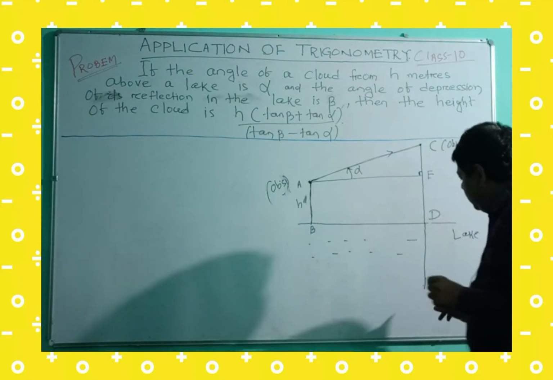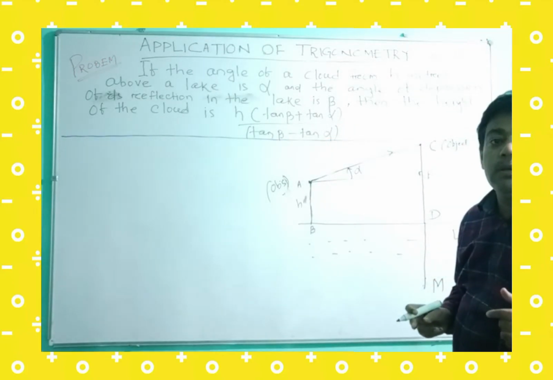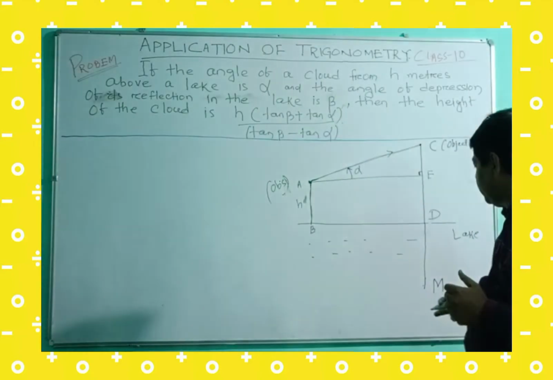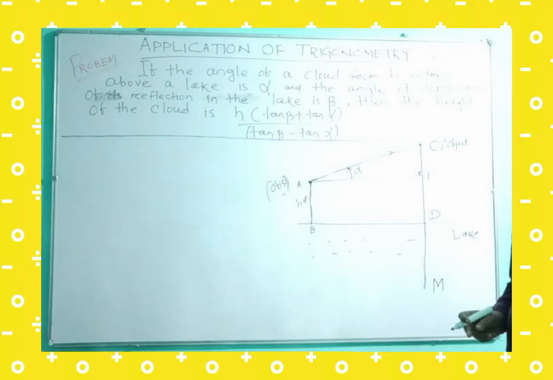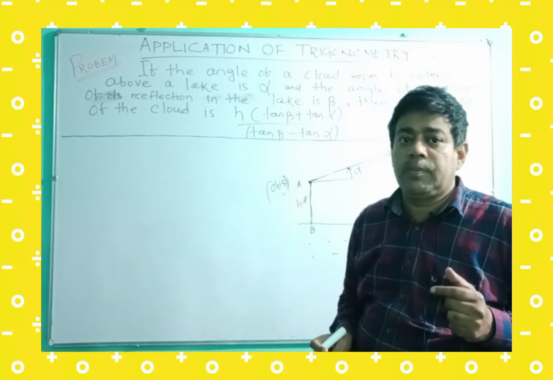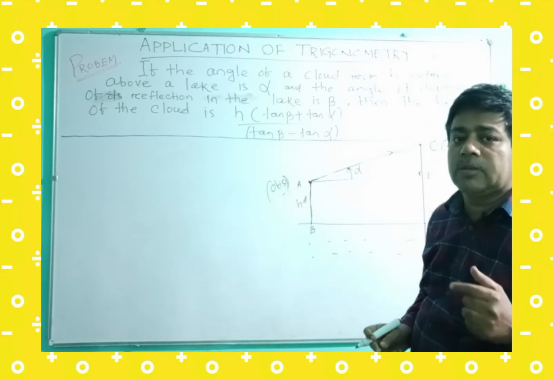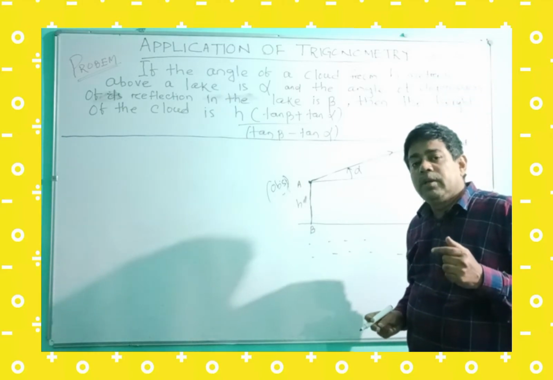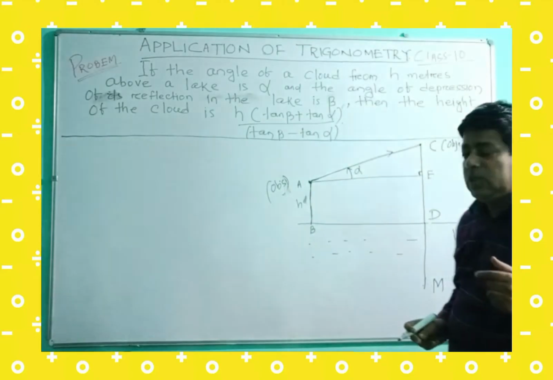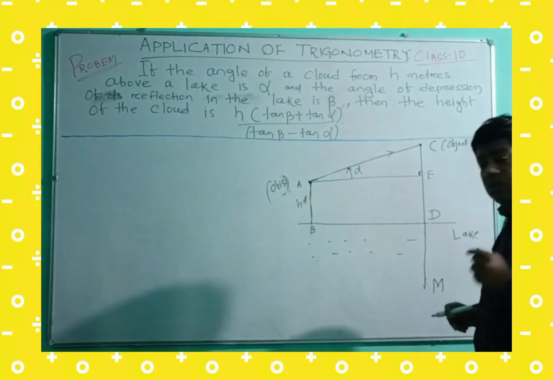It means M is the point where the image of the cloud is observed, right? And all of you know, according to the laws of physics, reflection of light in a plane mirror: what are the laws of reflection? What is the nature of reflection of light in a plane mirror? We know this is the object and this is the image. All of you know.